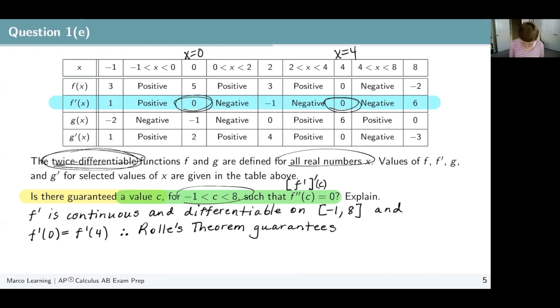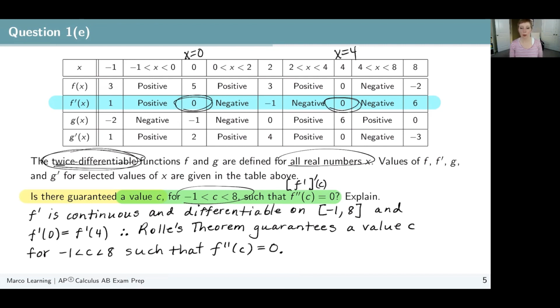Rolle's theorem guarantees a value C for -1 less than C less than 8, such that f double prime of C equals 0. So when in doubt, go back to the question prompt and see if the conclusion is stated there for you. Otherwise, you can refer to your notes to make sure that you are writing the conclusion properly.